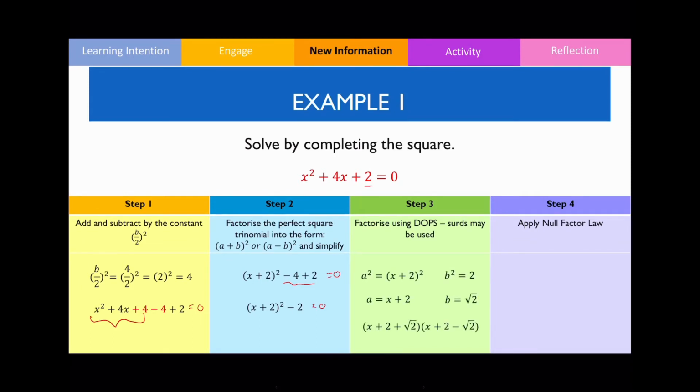Okay, and now lastly, which is a bit new from our previous lessons, we're going to use the null factor law. So all we do is equate each of these 2 factors to 0 and then rearrange to solve for x. So that's what I've shown you over here. If you were to rearrange it, all you need to do is invert or flip the sign. So in this case, x is going to equal negative 2 minus root 2, or x is going to equal negative 2 plus root 2, okay?